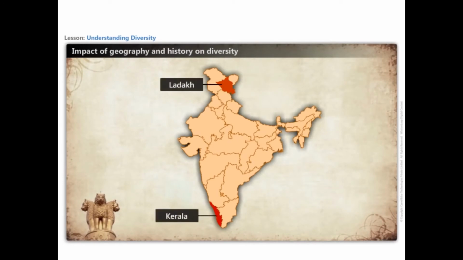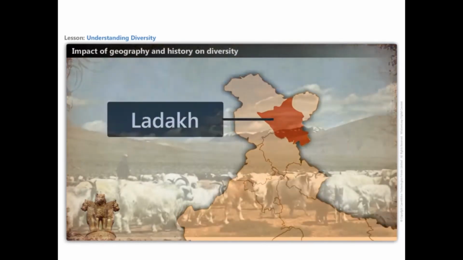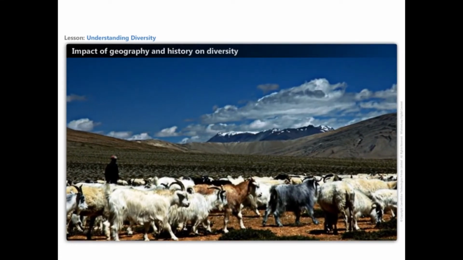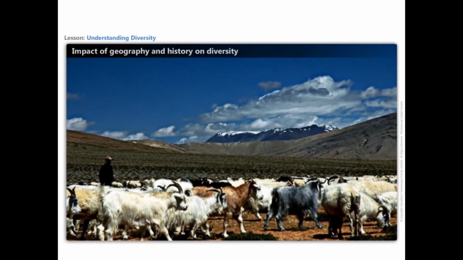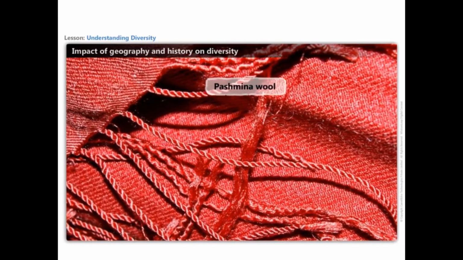Let us take the example of Ladakh and Kerala to understand the analogy with this example. Ladakh is a desert area in Jammu and Kashmir with very little vegetation. People here rear sheep which give a very special kind of wool called pashmina wool. This is very prized wool, and the shawls made from this wool are called pashmina shawls and are very expensive and in demand across the world.